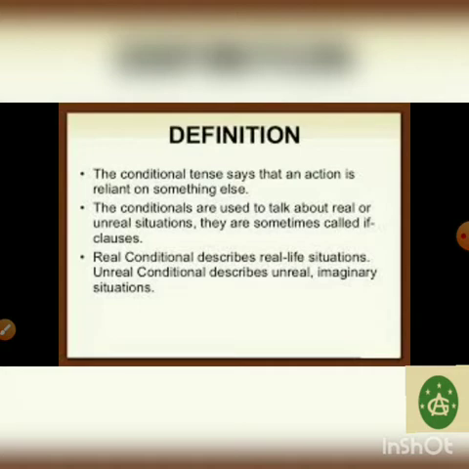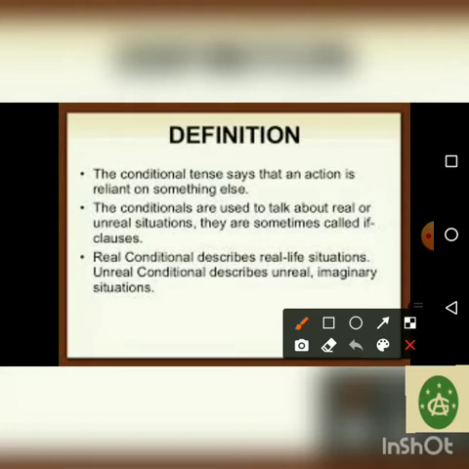What's the definition of conditional clauses? Let's do it together. The conditional tense says that an action is reliant on something else. This means if something is happening, it's basically depending on something else. So this depending is shown in two parts of the sentence. One part is showing which action takes place, and the second part is showing what it was depending upon. And this is called conditional tense. This means some conditions are applied.